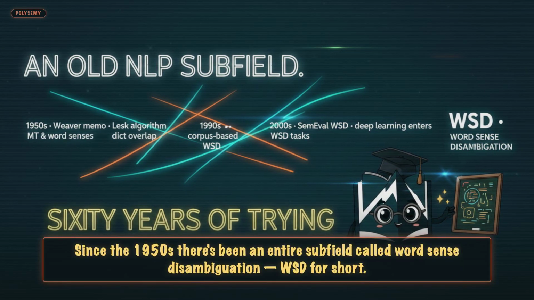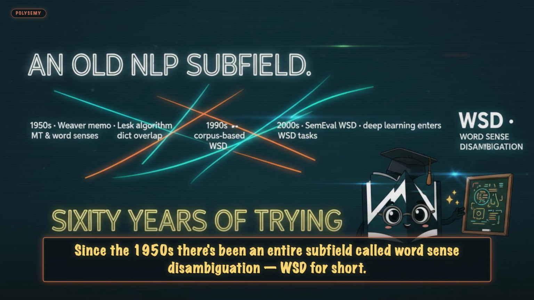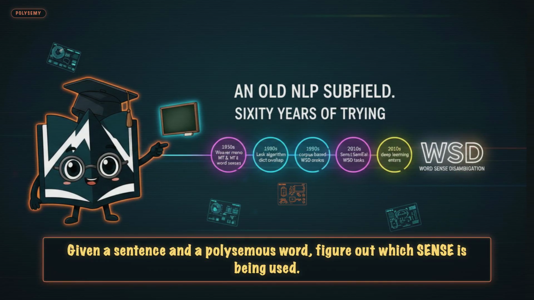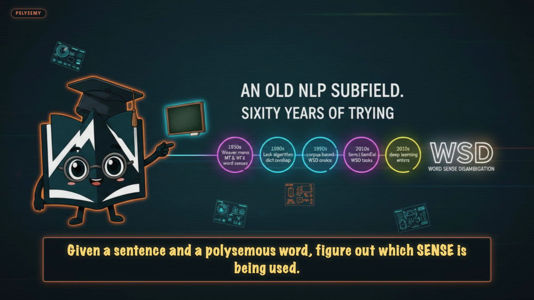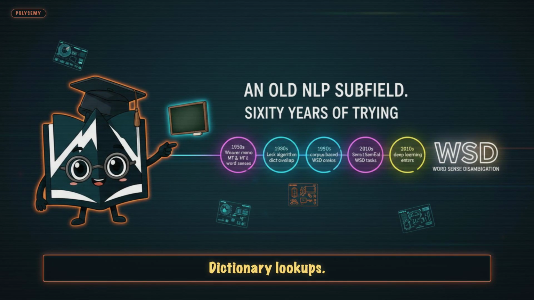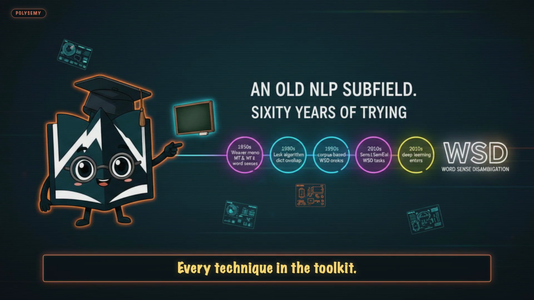Since the 1950s, there's been an entire subfield called word sense disambiguation, WSD for short. Given a sentence and a polysemous word, figure out which sense is being used. Rule-based systems, dictionary lookups, statistical models, every technique in the toolkit.